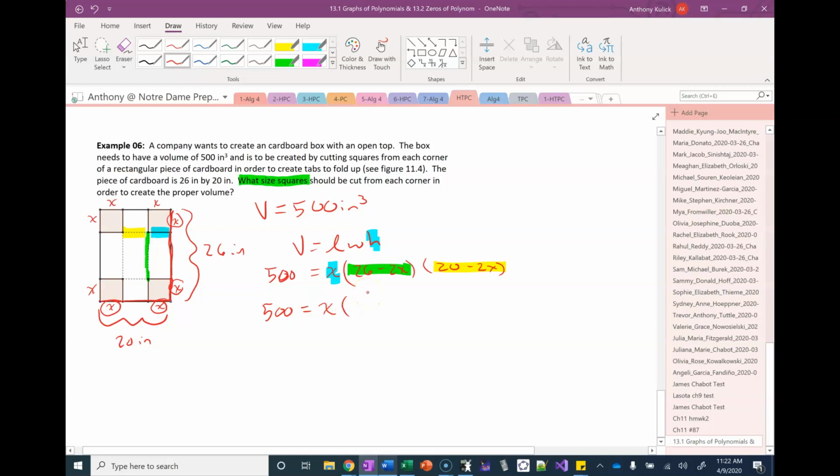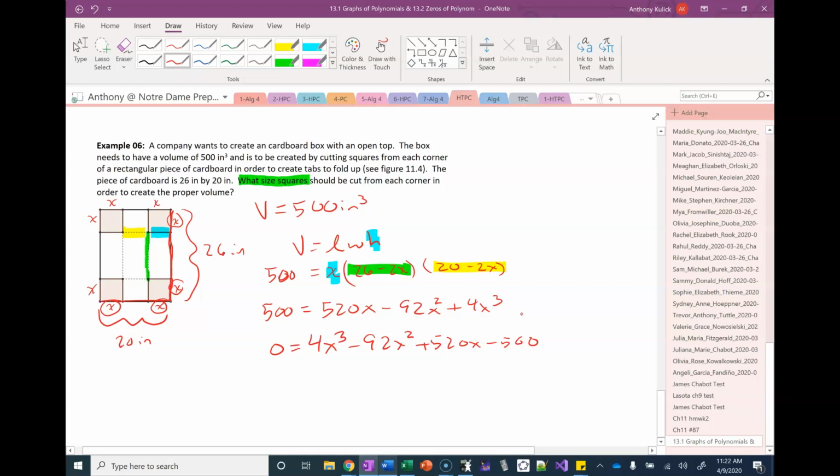So, to save you some time, I have this worked out. I get 520x minus 92x squared plus 4x cubed. And to solve this, what I'm going to do is get it equal to 0. So I'm going to subtract that 500 over. And I'm going to write this kind of in standard form. Oops, that's 92x squared, excuse me. I'll write it like this.